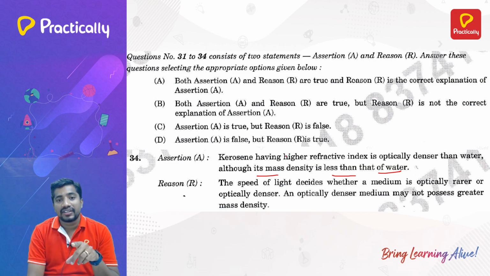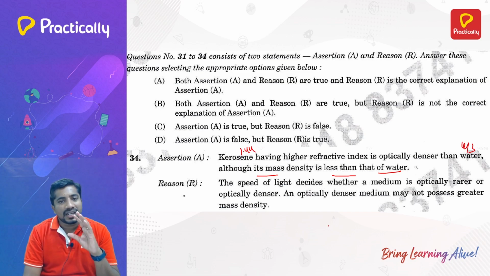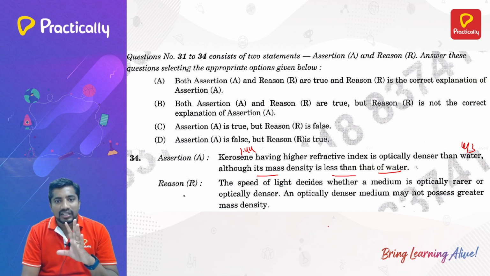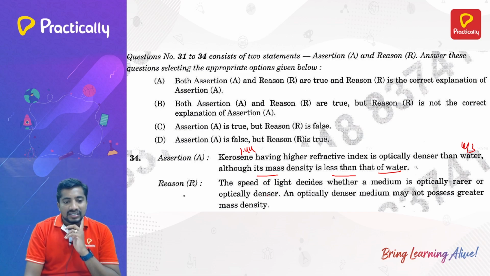Kerosene having high refractive index, so that is optically denser than water. Of course, kerosene refractive index is 1.44. Water is some 4 by 3, 1.3 around you'll get. So kerosene is optically denser than water, and kerosene mass density is less than the water. Assertion is true. Reason: Speed of light decides whether a medium is optically rarer or optically denser.